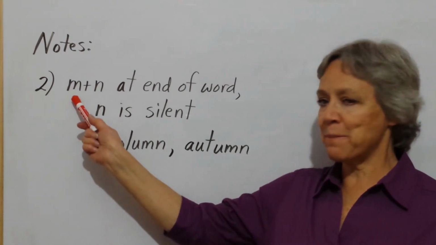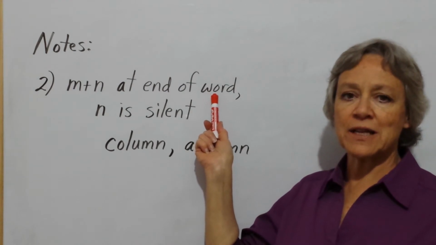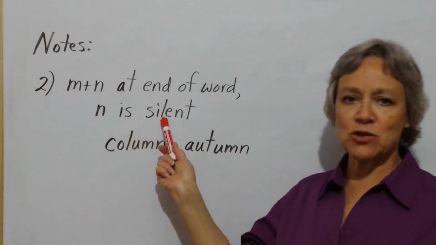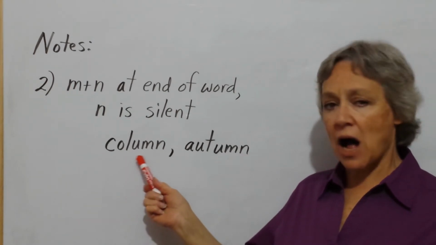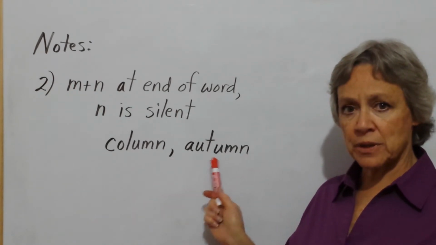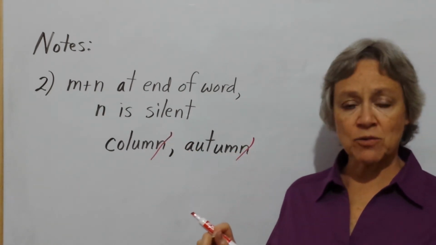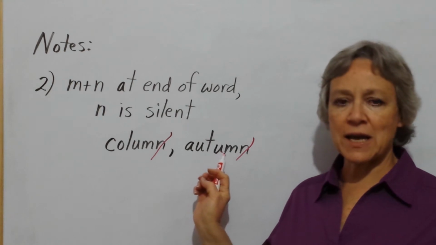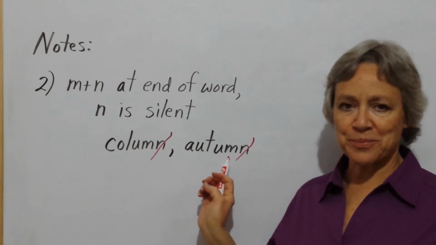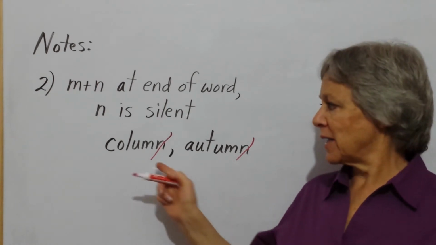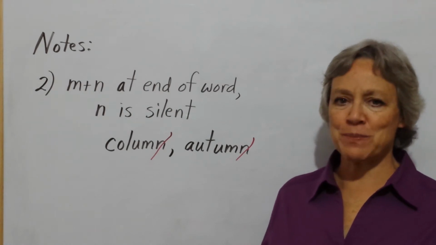When the letters M and N occur together at the end of a word, the letter N is usually silent. Here are some examples. Column, autumn. So the letter N is not pronounced, and both of these words end in the M sound. Column, autumn. This does not occur when MN is in the middle of a word, such as the word chimney.